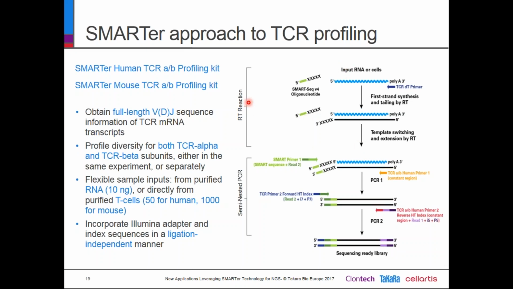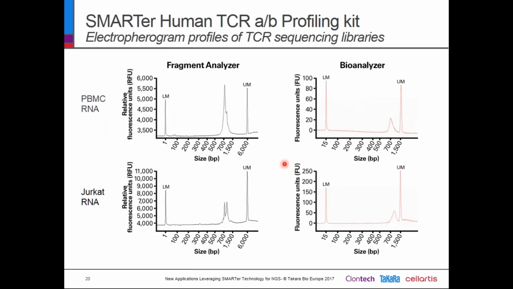As I said, this is compatible with human and mouse. So here is how the libraries look. We put some examples using either Fragment Analyzer or Bioanalyzer. You can see that the peaks may look different depending on what you use. In the case, for example, of Jurkat RNA, which has only a specific clonotype, you can clearly differentiate the two peaks, TCR alpha and beta. But this is using Fragment Analyzer; with Bioanalyzer, sometimes it's not easy to see, but these are some examples to show you how it looks.